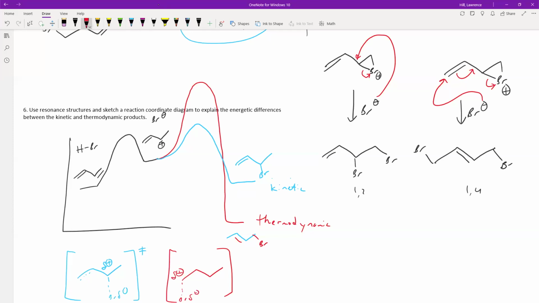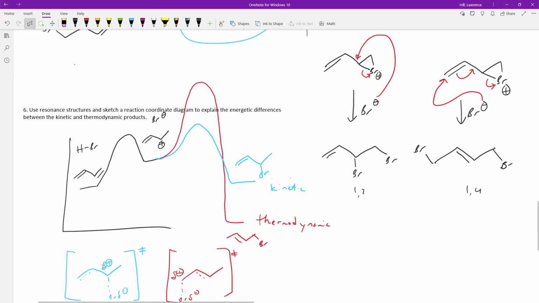Let me get all my bonds sort of in there. Okay, all right. So this is what the transition states look like, more or less. Not sure why these became blue, so I'm going to try to fix that. It became, well, this became blue. There we go. Okay.